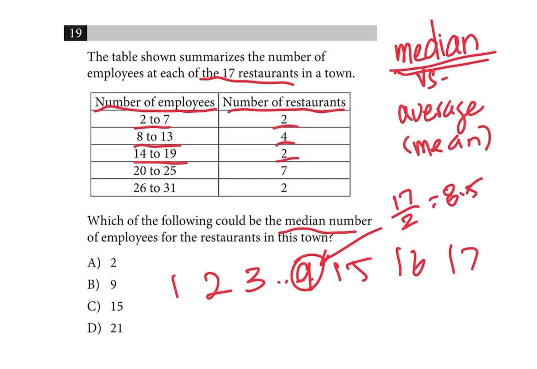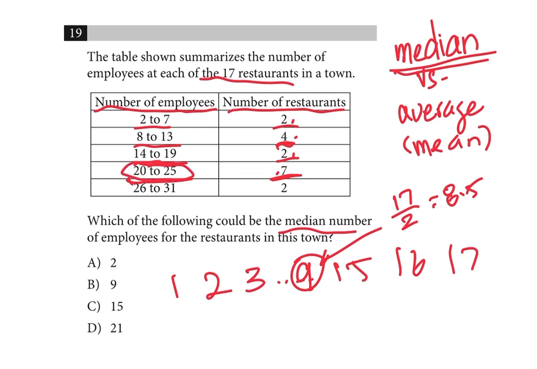restaurant have? So we know that the first 2 restaurants have 2 to 7 employees. The next 4 restaurants have 8 to 13 employees. So that's 6 already right here. The next 2 restaurants, so 6 plus 2 is 8. The 7th and 8th restaurants have 14 to 19 employees. And so the 9th restaurant must be the first of the next group of restaurants, because 2 plus 4 is 6, 6 plus 2 is 8. The 9th restaurant is the first restaurant of that next group, and the number has to be between 20 and 25.